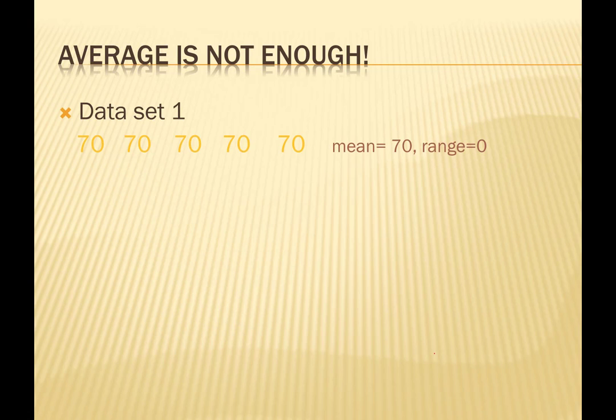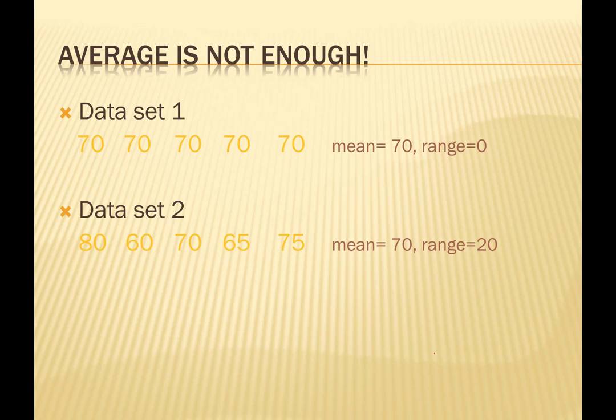For example, data set 1 has numbers 70, 70, 70, 70, 70, and the mean would be 70, and the range is 0, and we define range as the distance between the highest and the lowest. And we see that there is absolutely no variation in this data. Now compare this to the next data set. Data set 2 has numbers 80, 60, 70, 65, and 75. Now, if you add up all these numbers and divide, you would be getting your mean. And surprisingly enough, you get the same mean as the first data set. By looking at the two means, you have no idea if the data sets should look alike or different.